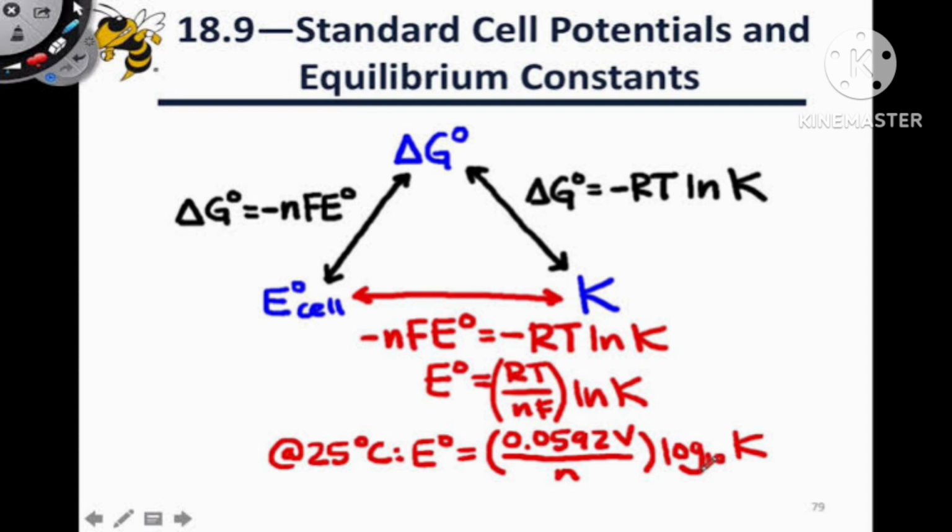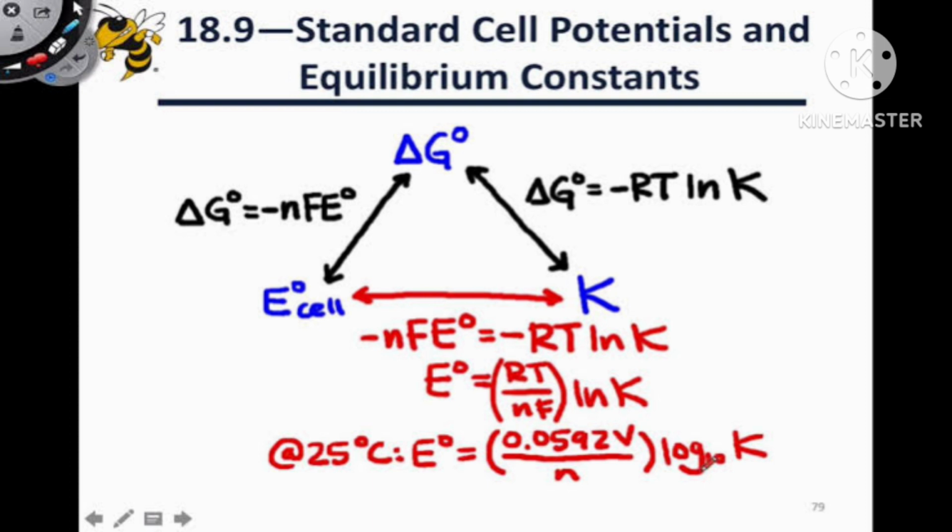EMF of the cell is E, and nF is the amount of charge. F, 1 F, means 96,500 coulombs. Then you have to multiply by n, the number of moles of electrons, whatever is there.